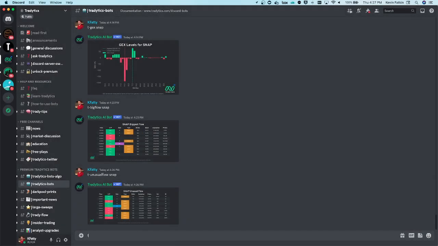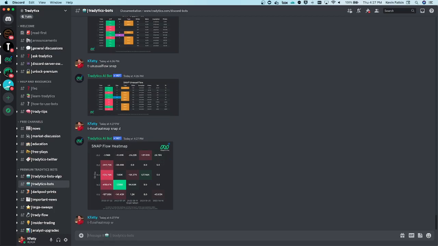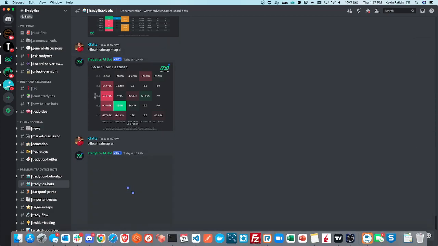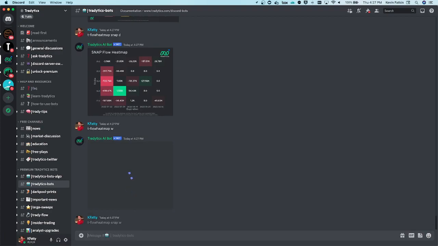Now, if we keep going, I also like looking at the heat maps, and I like looking at it for the day and for the week. Let's see what we have here. T-flow heat map snap for the day, and then we also have T-flow heat map. I accidentally ran that wrong. T-flow heat map snap for the week.